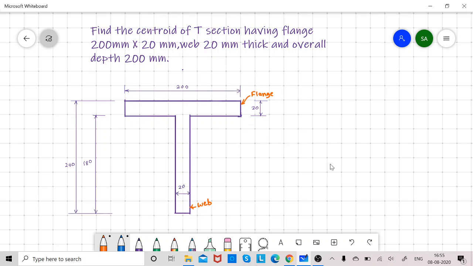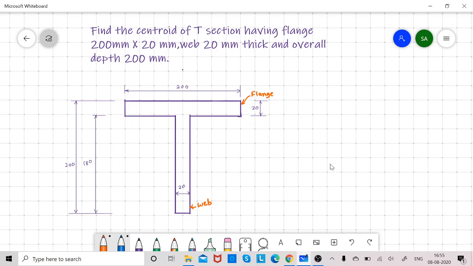Find the centroid of a T section having flange 200 mm by 20 mm, web 20 mm thick and overall depth 200 mm. Now this is the T section. The horizontal portion is known as the flange, that is 200 by 20 mm. The web is 20 mm thick, all dimensions are in mm, and the overall depth is 200 mm.